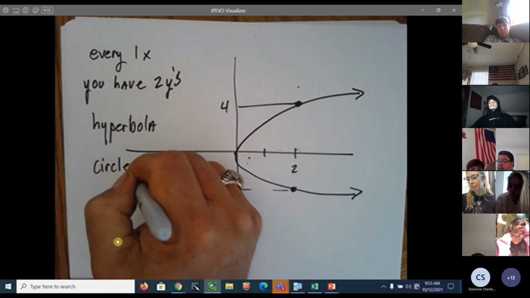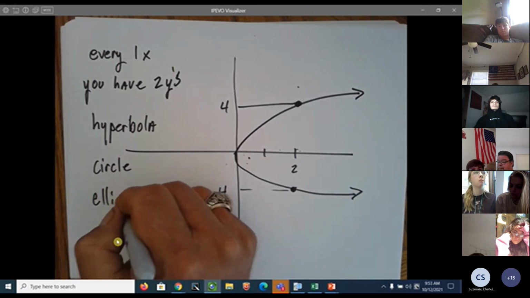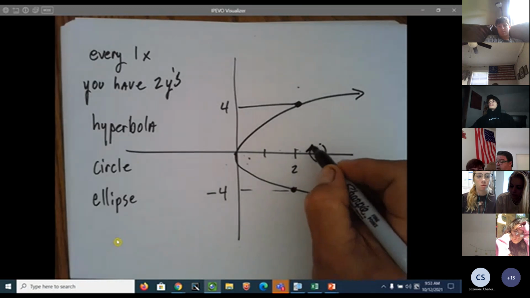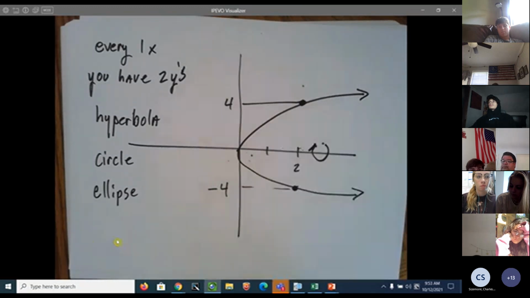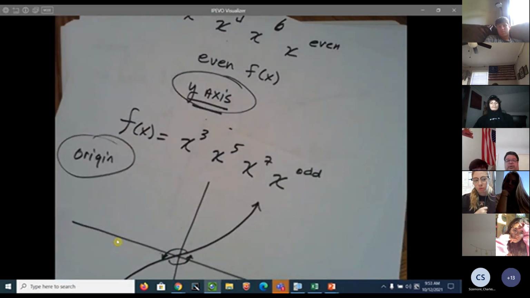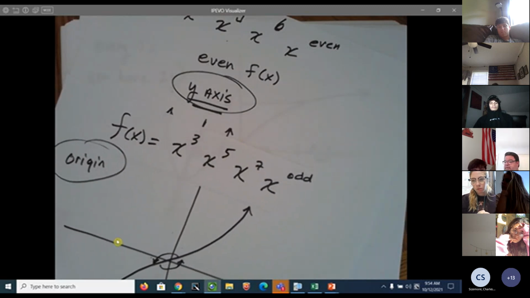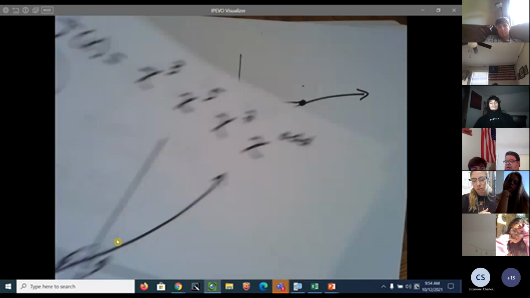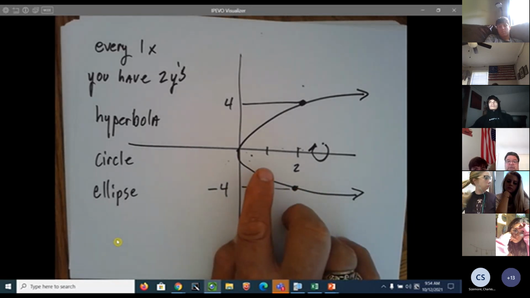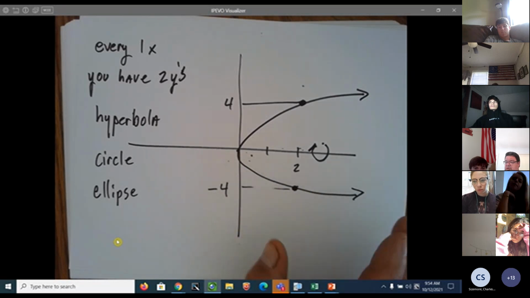Circle, ellipse, and they are symmetrical around the x-axis. Okay, so there's your 3 possibilities: the x-axis, the y-axis, and the origin. Now these are the 2 right here that we're going to be talking about as far as plugging and chugging to see if it's an odd or an even. And I'll show you that in just a second. This we really don't have to worry about because 1, it's not a function, and 2, that's another section entirely.